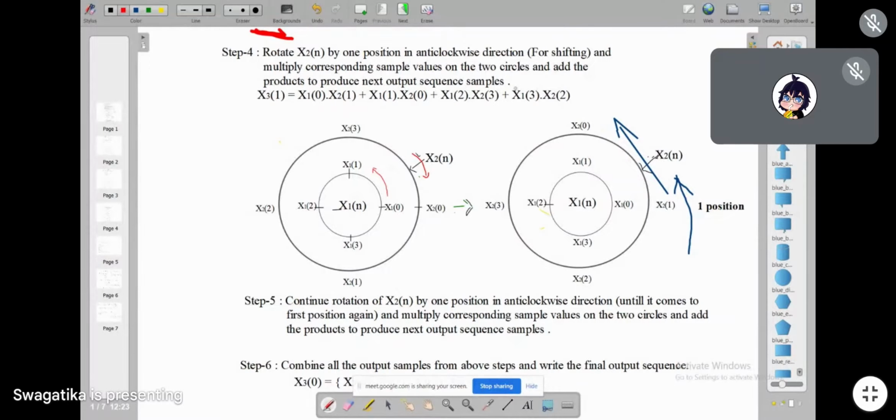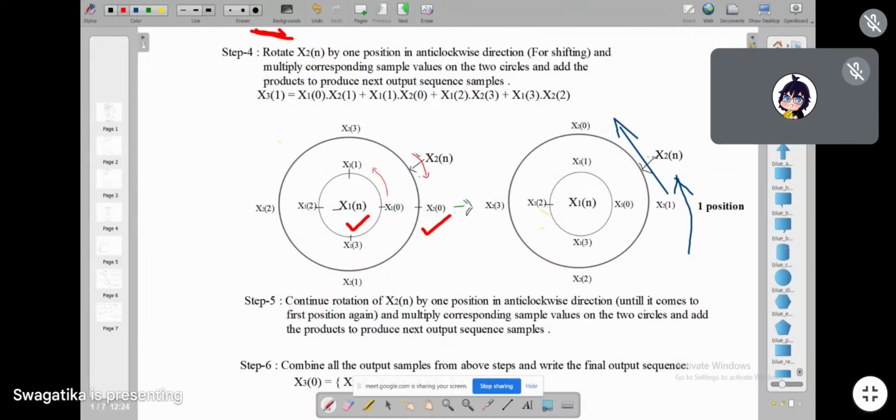Okay. Or else you can shift the inner circle as well. Means any one of the circles should shift its sample values. Whether you choose the inner one or the outer circle, that depends on you. There is no problem. If you choose to rotate x1 of n, that is also fine. But in our case we are choosing x2 of n.